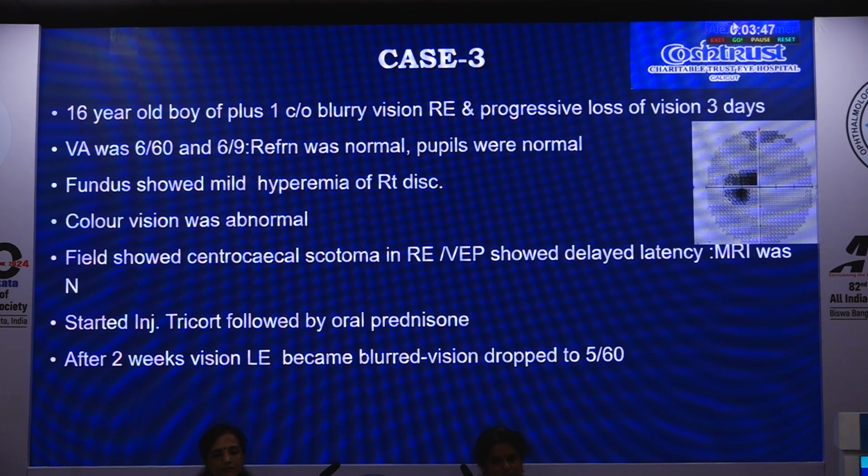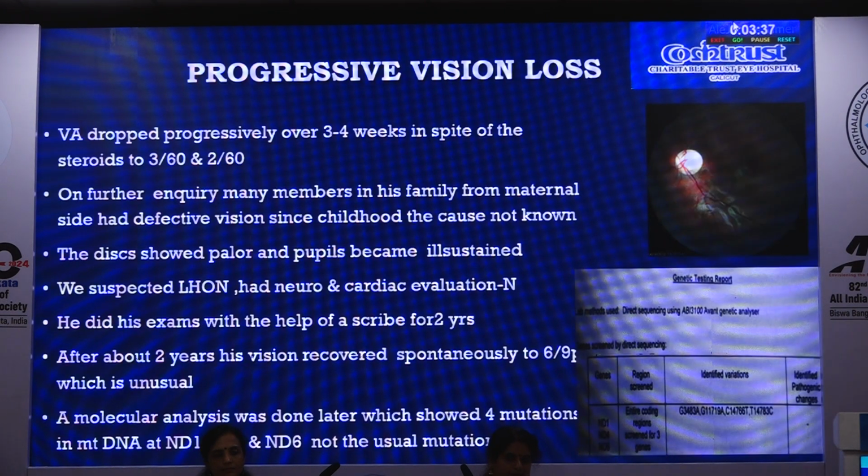This was some time back. Injection methylprednisolone followed by oral prednisolone. After 2 weeks, vision in left eye also became blurred. And when he was on steroids, vision came down to 5/60, and it was progressive over 3 to 4 weeks. Both eyes had 3/60, 2/60.